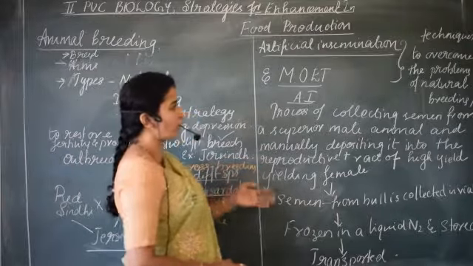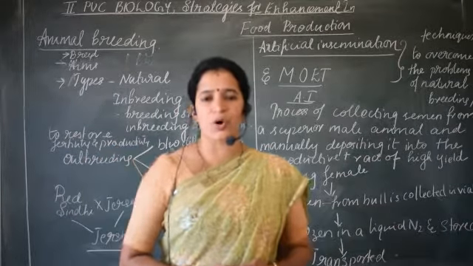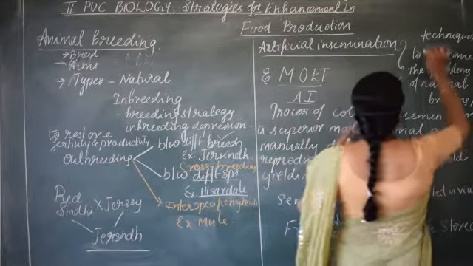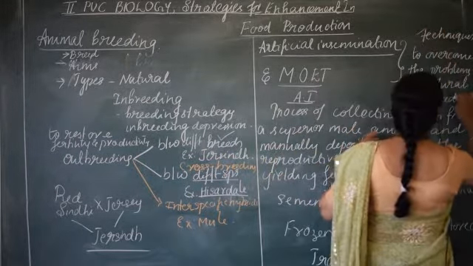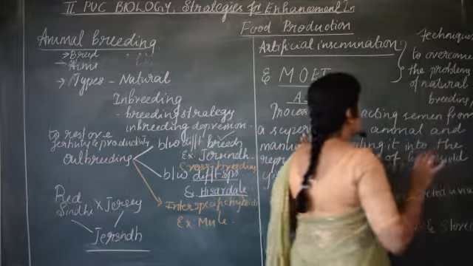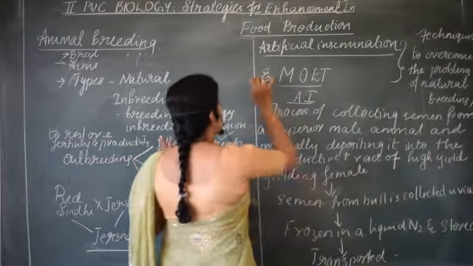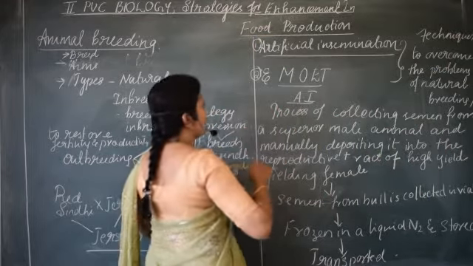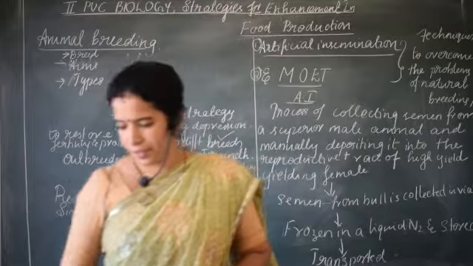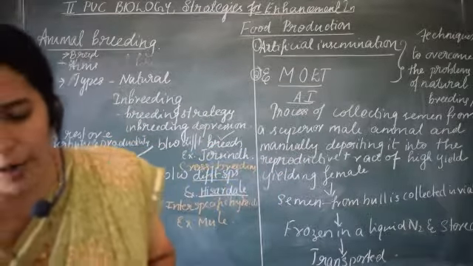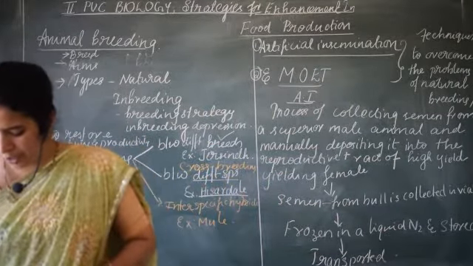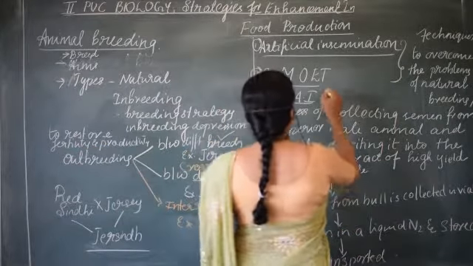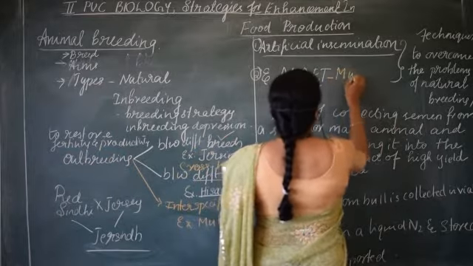Now let us go with the advanced techniques to overcome the problems of natural mating. What are the techniques to overcome the problems of natural mating or normal mating? We are going to discuss two methods. One is artificial insemination. The second method is MOET. What is MOET? Anybody know? This is important because many times a question comes in the board exam to explain it in detail.